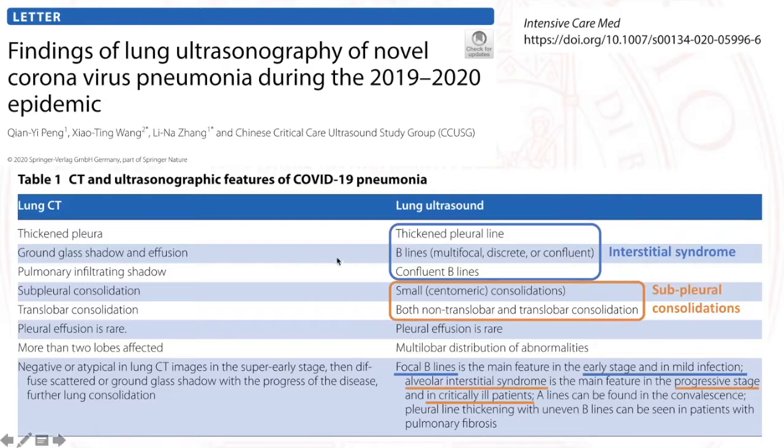And the second feature is consolidations, which can appear both in lung CT and in lung ultrasound. Also, these two features correspond quite well to the severity of the disease, meaning that interstitial syndrome, if present alone, usually means an early stage of the disease or a mild infection, and the presence of consolidations means that the disease is progressing or its course has been running for some time already.